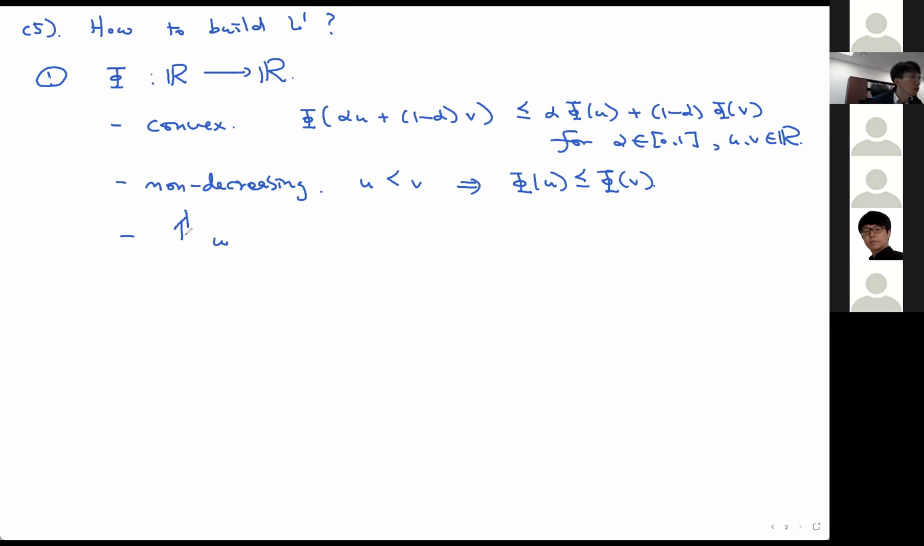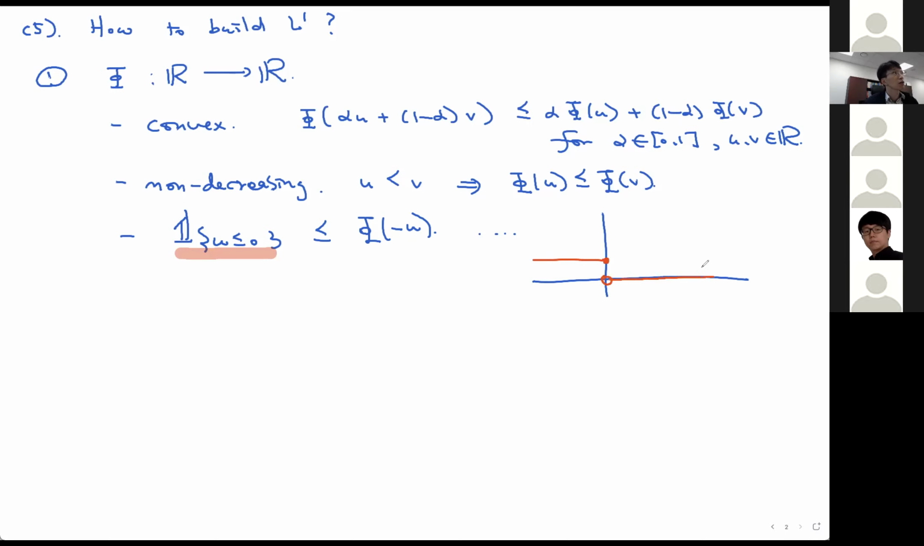The third one says, if we take an indicator function, it's bounded above by phi of minus c. What this describes is, if I draw this function, the function looks like this. If the input is non-positive, it has a value 1, including the case when u is equal to 0. But as soon as you become positive, its value will become 0. It goes like this.